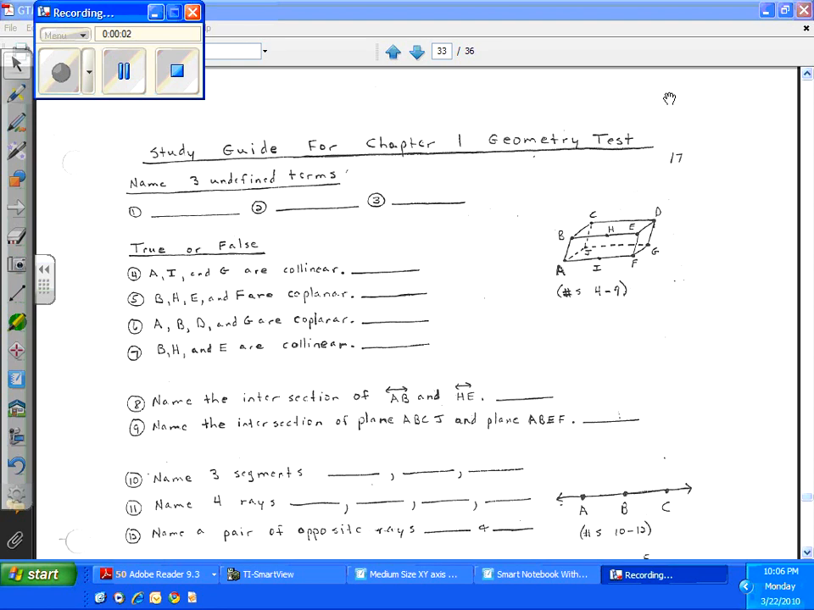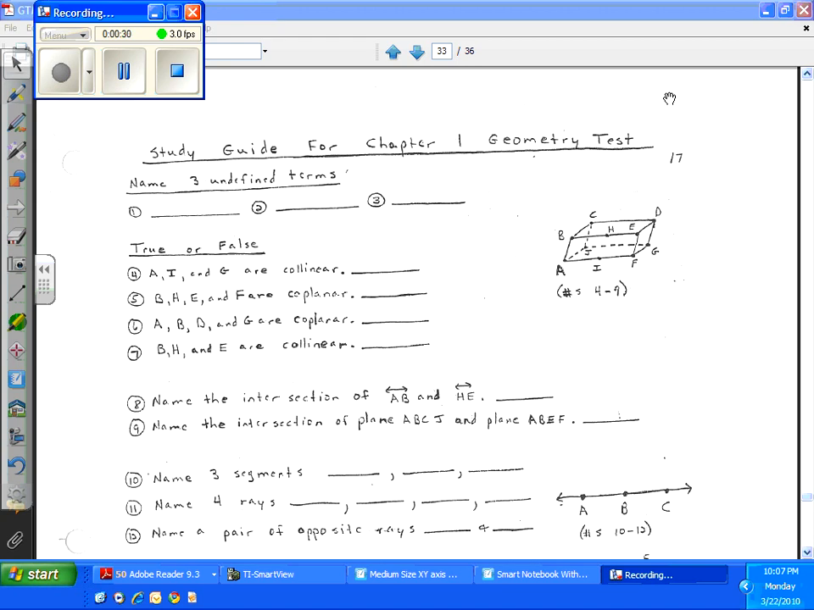At the end of each chapter of this geometry textbook is a study guide for the chapter geometry test. Like this is the study guide for chapter 1 geometry test. There's a homework sheet that looks like this study guide. It's the same number of questions, same type of questions in the same order. And then the chapter 1 test would look like the homework, which looks like the study guide.